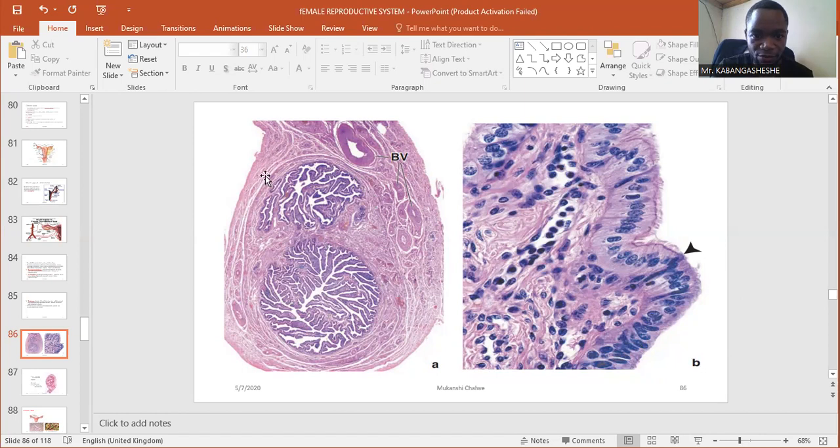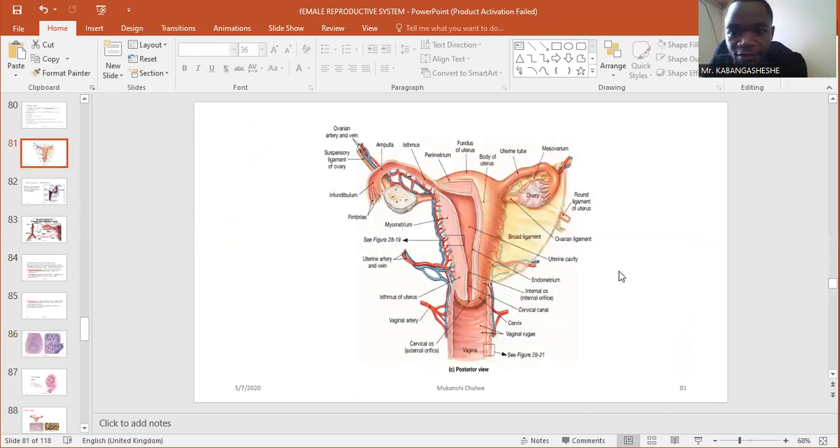Thereafter, we have some submucosa, and then we have muscles. Okay, so this is submucosa. We can see some blood vessels labeled BV. Those are blood vessels, which can be arteries and veins. Then we have some muscles, smooth muscles, inner circular, outer longitudinal. And those muscles undergo peristaltic movements, which propel the ovum, which has been ovulated from the ovary, from the fimbriae towards the uterine cavity.